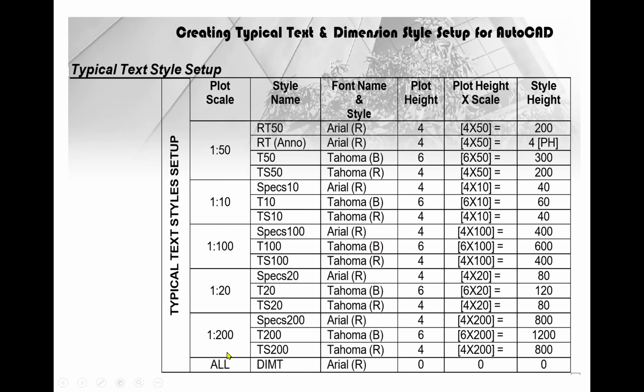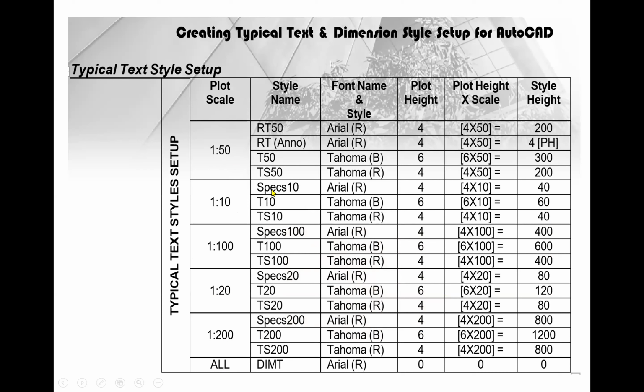So my second column here says plot scale. Typical plot scales will be like 1 in 50, 1 in 10, 1 in 100, 1 in 20, 1 in 200, and so on and so forth. Now, what is very important after I finish going through this, I'm going to explain a concept while I'm going through it. So here are the style names.